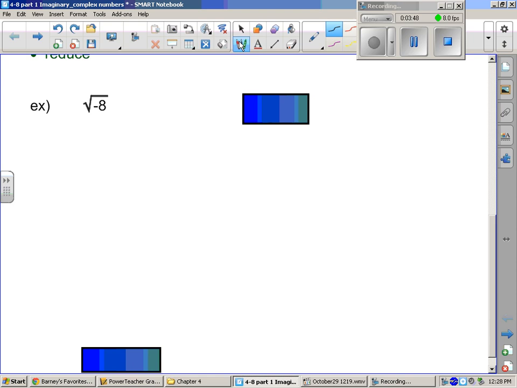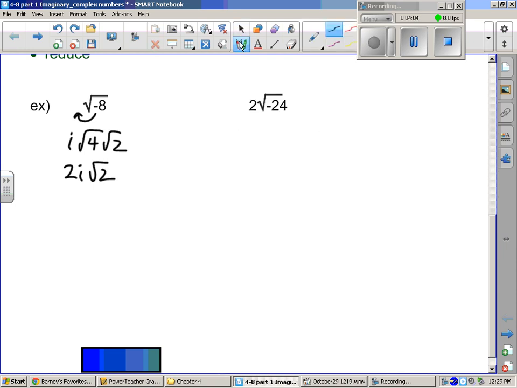All right. Okay, let's try this one. So again, the negative comes out as an i. Square root of 8, I'm going to make square root of 4 and square root of 2 because the 4 is a perfect square. That turns into a 2, so we have 2i root 2. I like the order you're putting those in. Thank you. It's important.